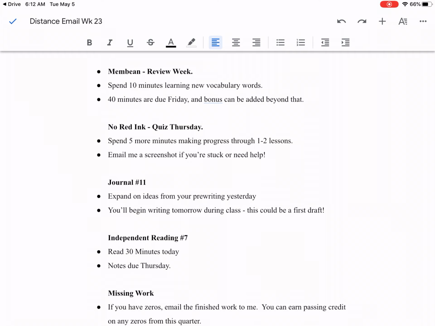No red ink, some of you finished that up yesterday. We do have that quiz on Thursday. I think if you finished it, you still want to spend a couple of minutes on the harder lessons. Just make yourself see those every day. You're talking about 2 minutes of commitment that builds that familiarity.